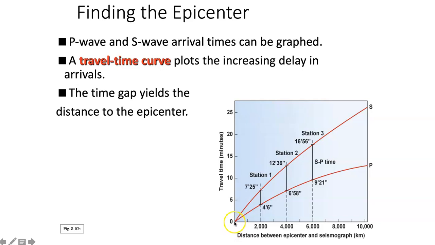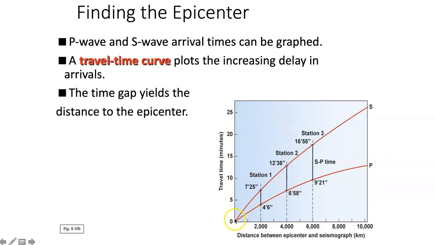So if you're at 0, you are right where the earthquake occurs. If you are here, you're 2,000 kilometers away from where the earthquake occurred. On the axis over here, we have travel time in minutes. And then we have these two red curves labeled P and S. So let's start with the P. The red P line represents the speed of the P wave, basically.